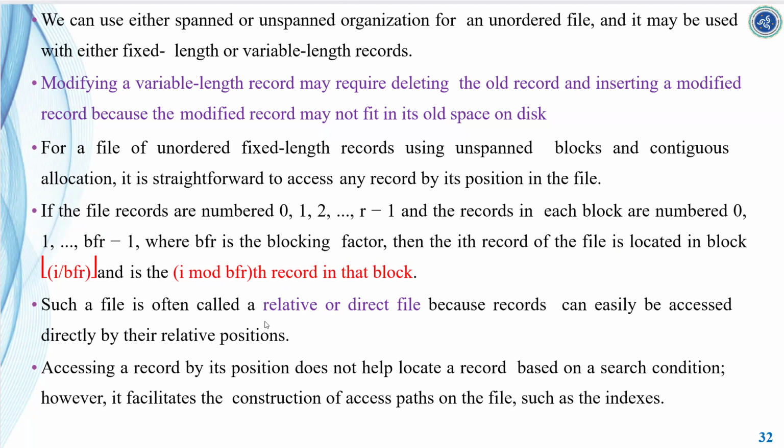So we have relative or direct file access. Such a file is called a relative or direct file, because the records can be easily accessed directly using these positions. If you want to access record number 5, then 5 mod BFR gives you the position of the 5th record in that particular block. So it makes access to these files easier.